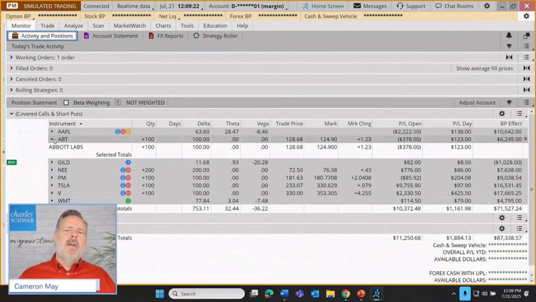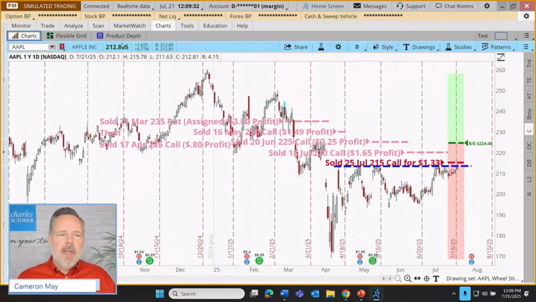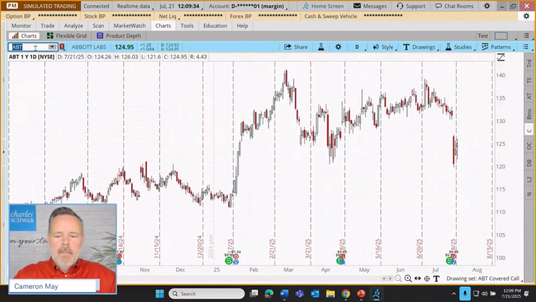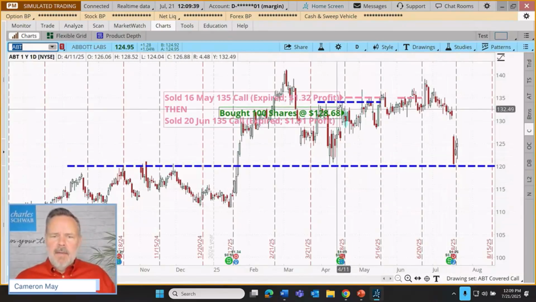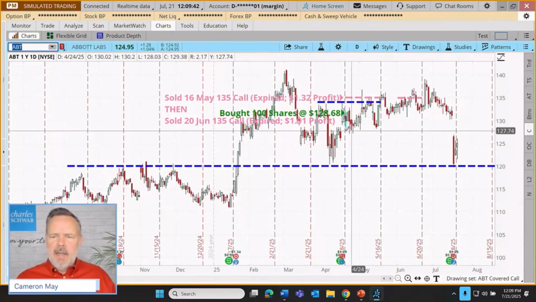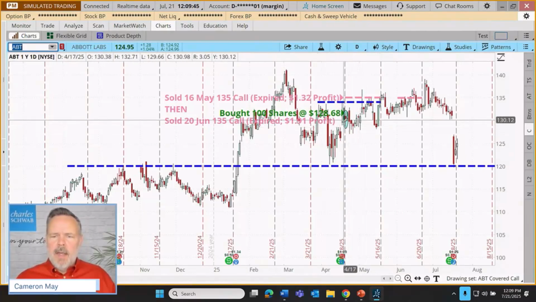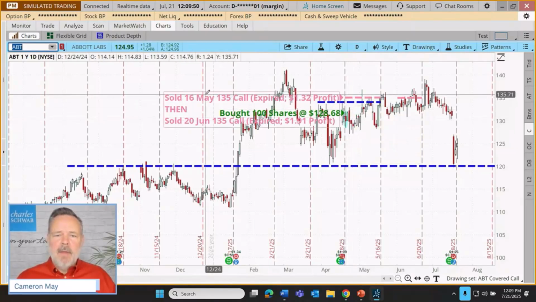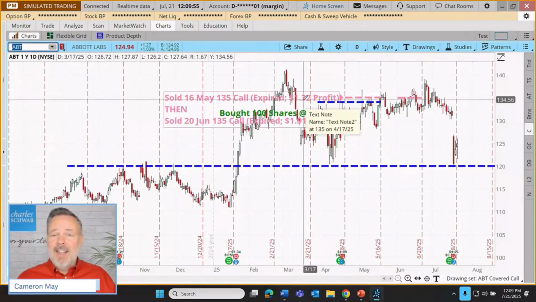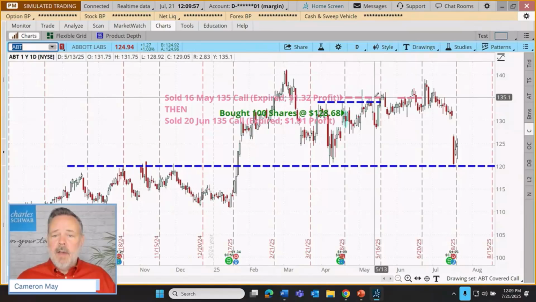Next up, we have Abbott, and that was our most complicated trade. To follow the chronology of that trade, it's not all going to be heavy lifting, but we do have some shares of ABT. Let's go to ABT and see what's going on with this. So with ABT, we bought the shares at 128.68. It was finding a recent support and actually just breaking up through a previous resistance. We bought those shares and sold, at that time, a May 16th 135 call. That expired, and we retained a $1.32 realized profit on those contracts.